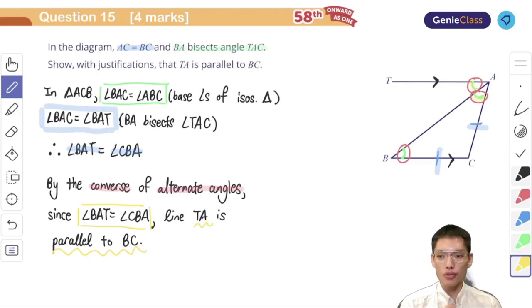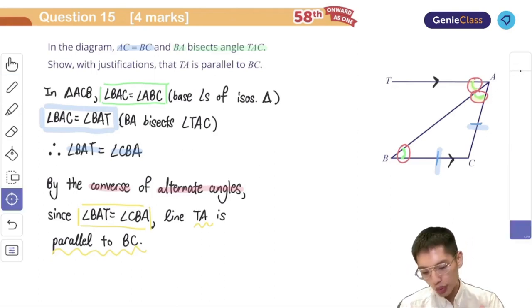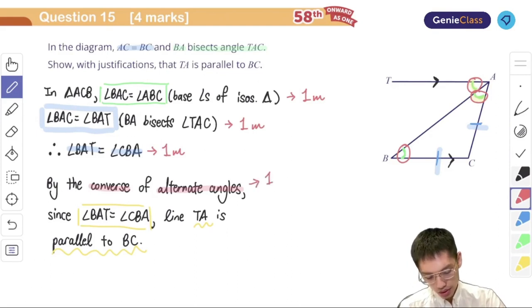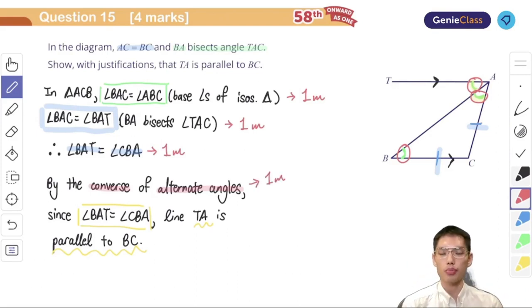Okay, so this is for question 15, and you realize why we need so much reasoning? It's 4 marks over here. So where do my 4 marks come in? This is my first mark, this is my second mark. Therefore, my two angles are equal, and henceforth, what is the reasoning? Alternate angles. So that's where the marks are coming into play.